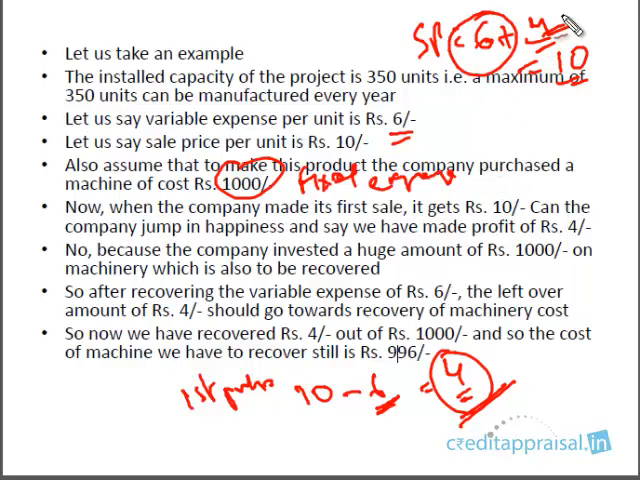Now regarding the fixed expense, you are going to recover 4 rupees from every product. So for the first product, it has recovered 4. So what is the unrecovered amount? 996, isn't it? Out of the 1000, 4 it has recovered from the sale of this first product. So the balance to be recovered is 996.